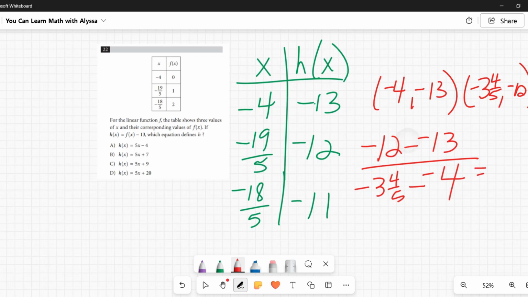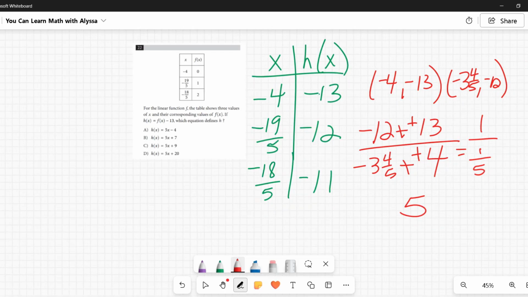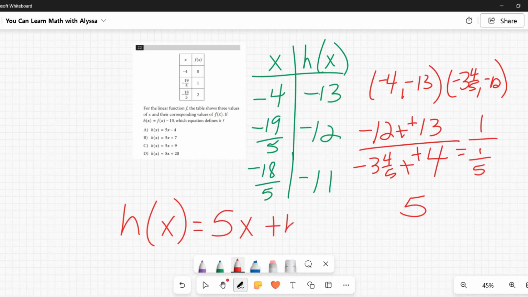12 minus a negative, or plus a positive 13, gives me a positive 1 on the top. Negative 3 and 4/5 plus a positive, the same as minus a negative 4, gives me a positive 1/5 on the bottom. Here we are again, same sort of thing. 1 divided by 1/5. 1/5 goes into 1 5 times. So now we're at a very similar place that we were before, but instead of f of x, this time it's h of x equals 5x plus b.